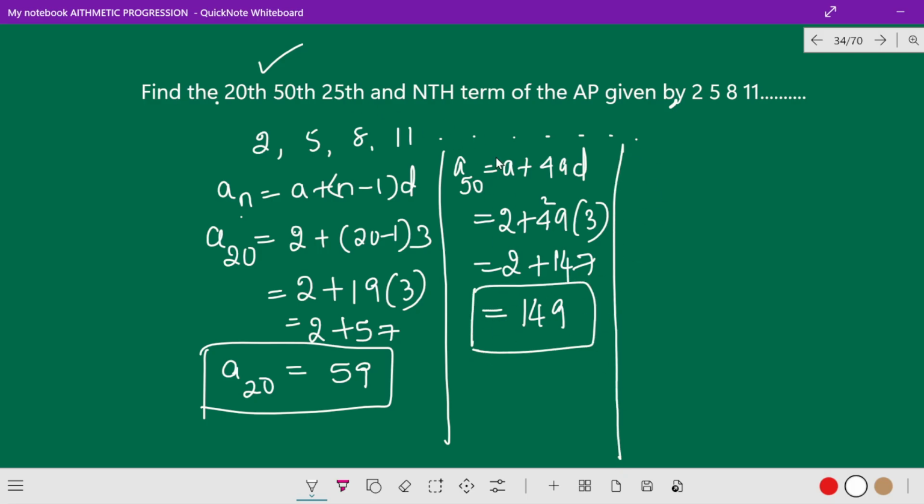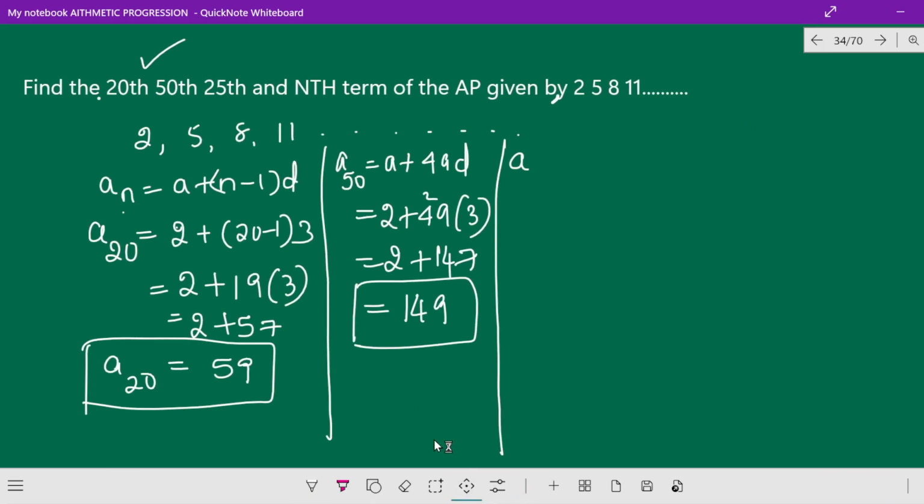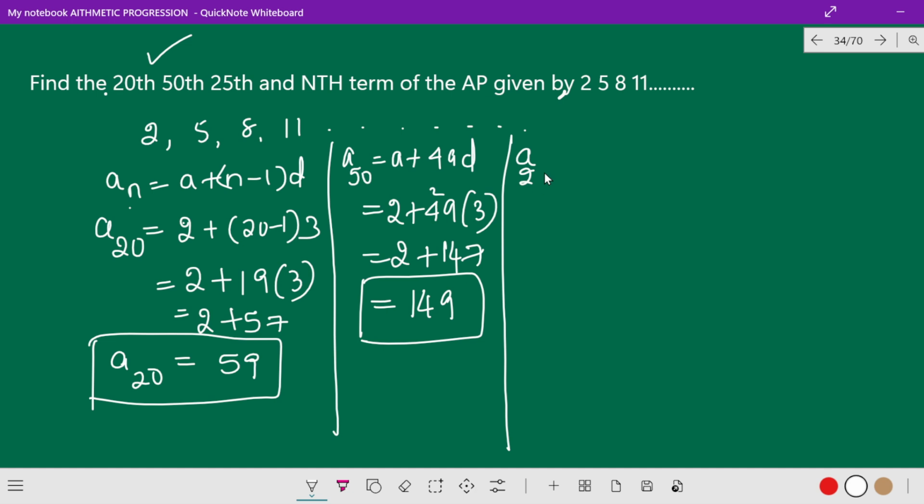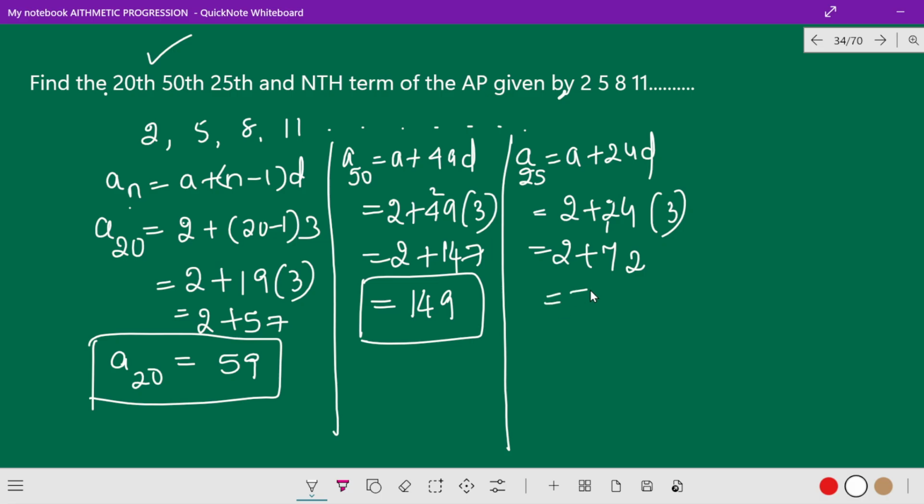Next, the 25th term. a25 is equal to a plus 24d. So a is the first term, 2, plus 24 times 3. 24 times 3 is 72, so 2 plus 72, the answer is 74. So the 25th term is 74.